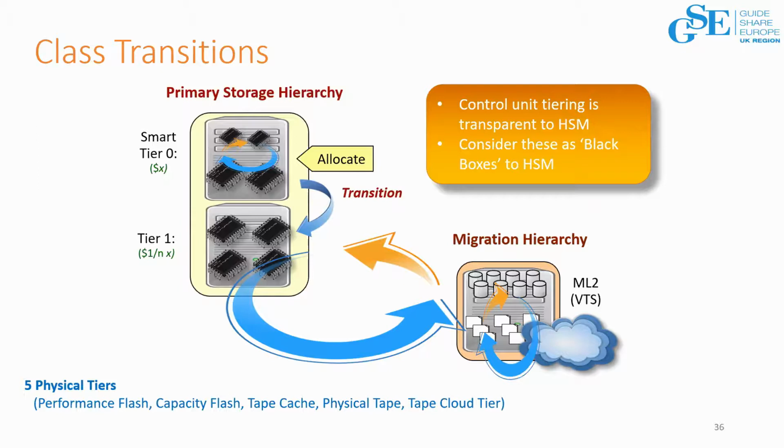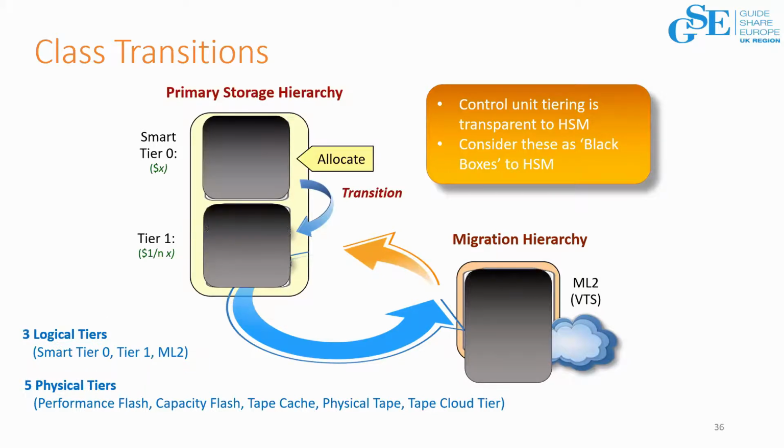So here we see there's 5 physical tiers in the storage hierarchy. And in the primary storage hierarchy, we have disk tiers of performance flash, capacity flash, tape cache, and then in the migration hierarchy, there's tape cache, physical tape, and a tape cloud tier. So what's important to know is that the control unit tiering is transparent to HSM. So you can consider these as black boxes to HSM because HSM is only aware of these 3 logical tiers, the smart tier 0, tier 1, and ML2.